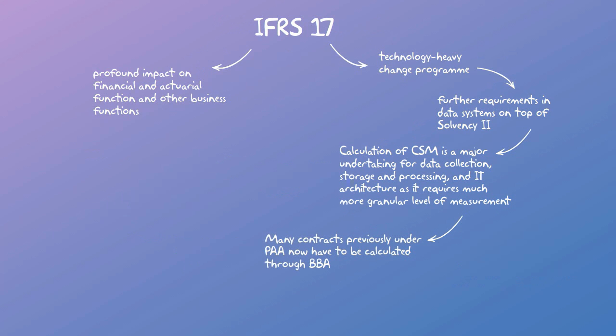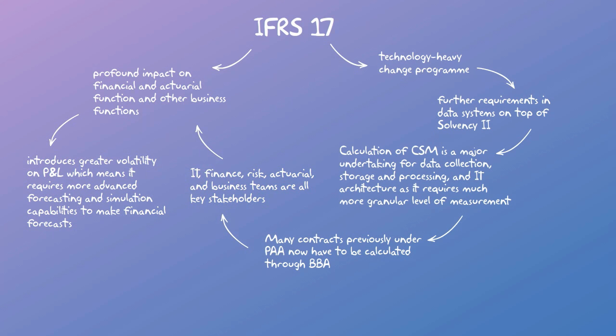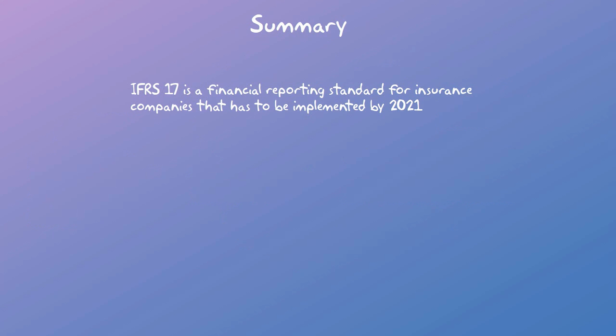Many contracts previously under PAA now have to be calculated through BBA. IT, finance, risk, actuarial, and business teams are all key stakeholders. IFRS 17 introduces greater volatility on P&L, which means it requires more advanced forecasting and simulation capabilities to make financial forecasts. In summary, IFRS 17 is a financial reporting standard for insurance companies that has to be implemented by 2021.